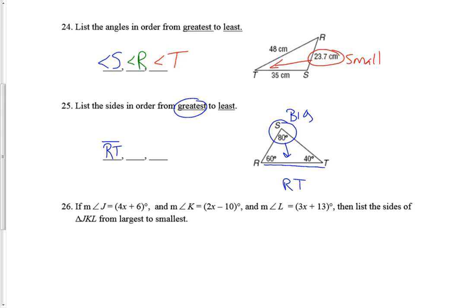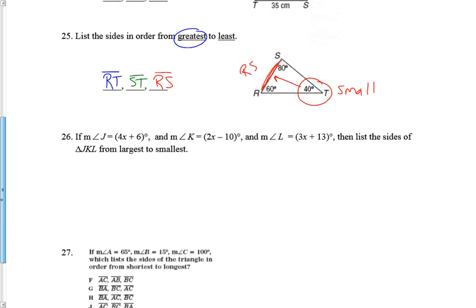Next, I want to find the middle angle and find the middle side. The middle angle is R, and across from that will be the middle side, which is this side called ST. So ST is the middle side. Next, I want to find the smallest side, so I need to find the smallest angle. This is the smallest angle. Across from that will be the smallest side, and that side is called RS.